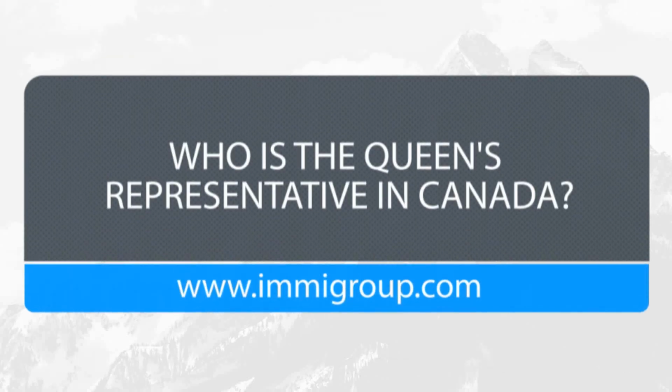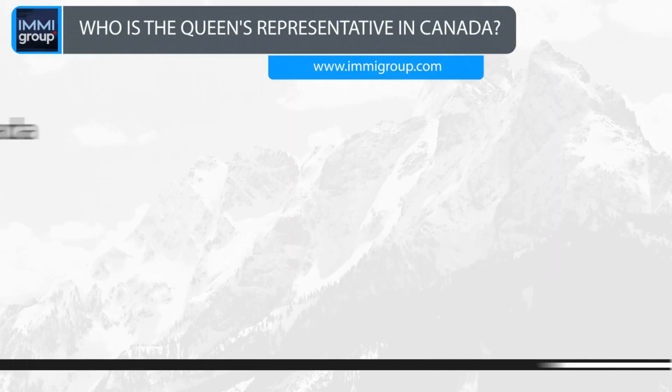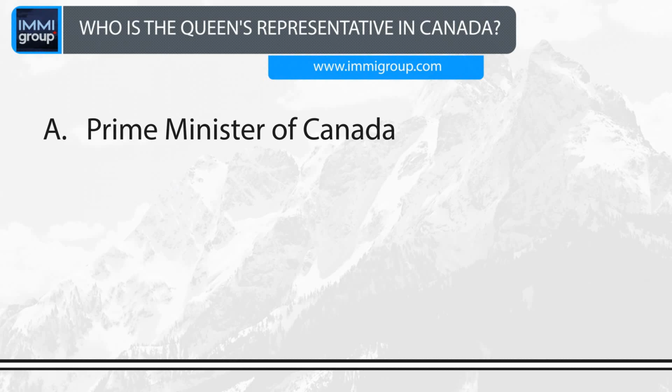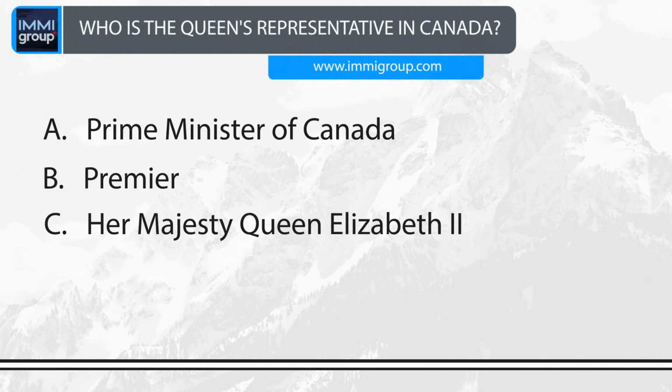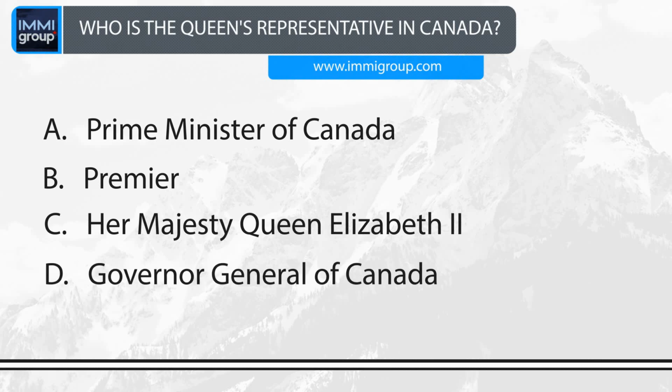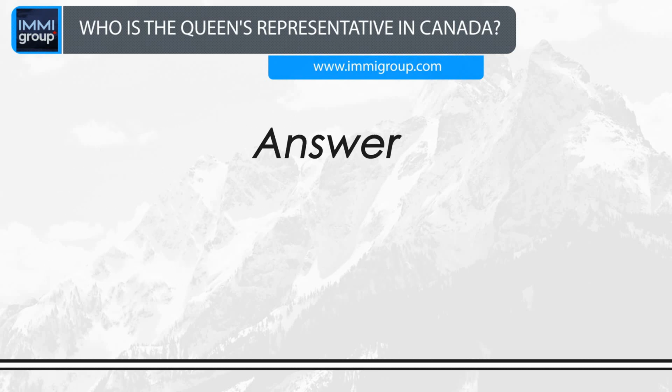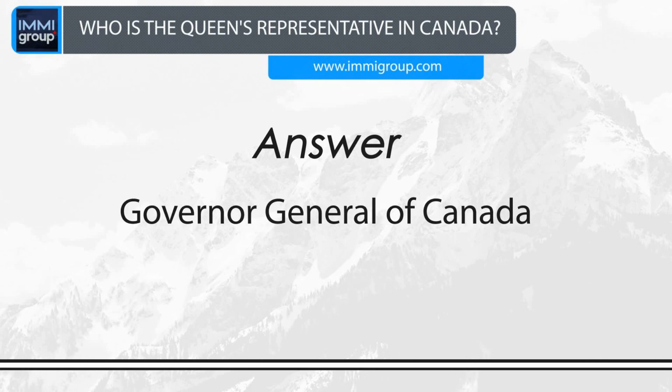Who is the Queen's representative in Canada? A. Prime Minister of Canada. B. Premier. C. Her Majesty Queen Elizabeth II. D. Governor-General of Canada. Answer: Governor-General of Canada.